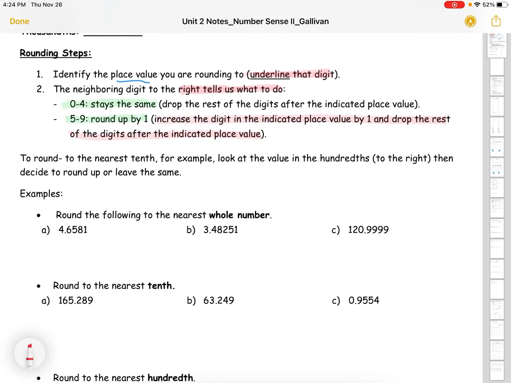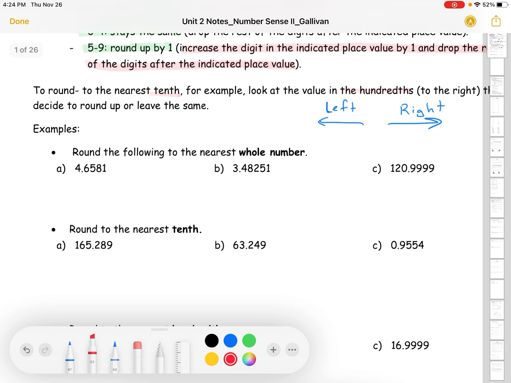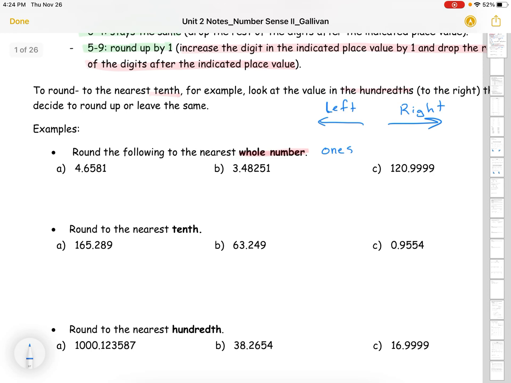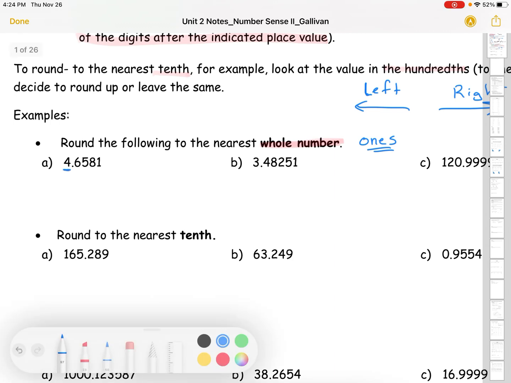To round to the nearest tenth, for example, look at the value in the hundredths to the right. So right is that way, as opposed to the left, which is this way. And then decide to round up or leave the same. So let's follow this procedure. It says round the following to the nearest whole number. If it's wanting the whole number, that would be the ones. So we're going to underline the place value, and we're going to look at the number to the right.